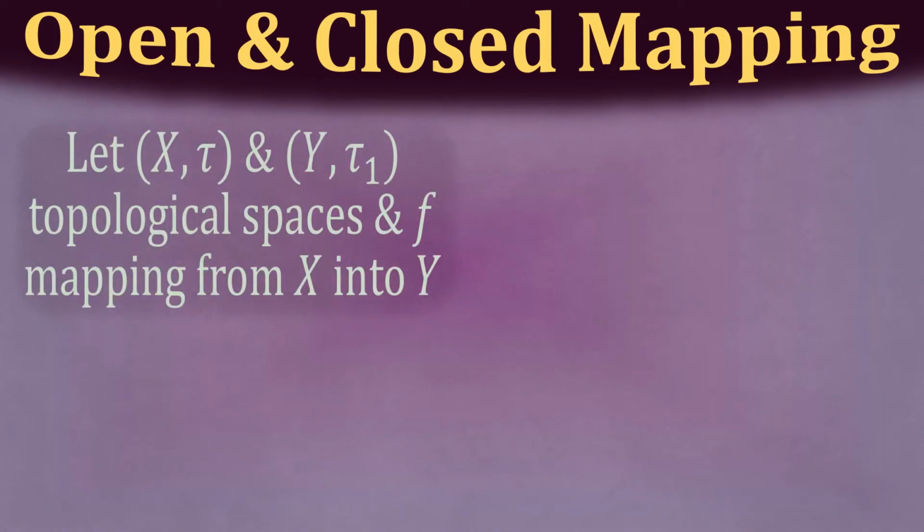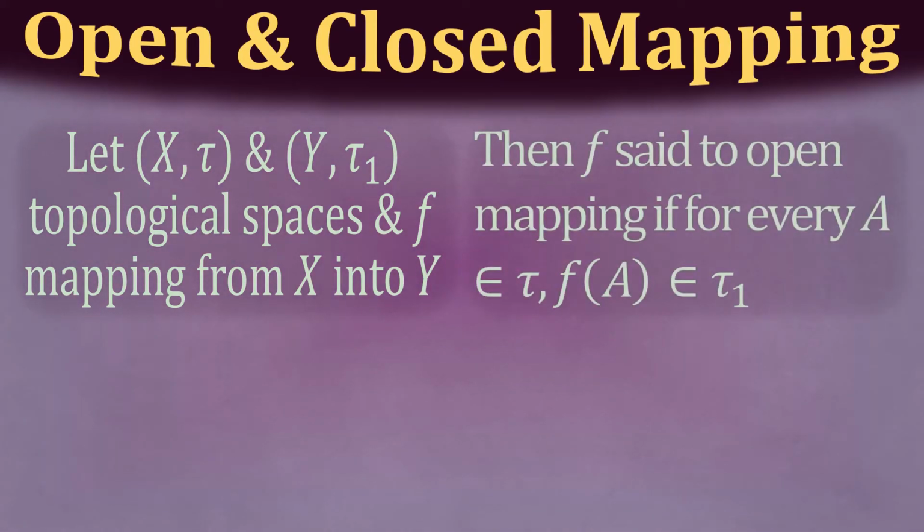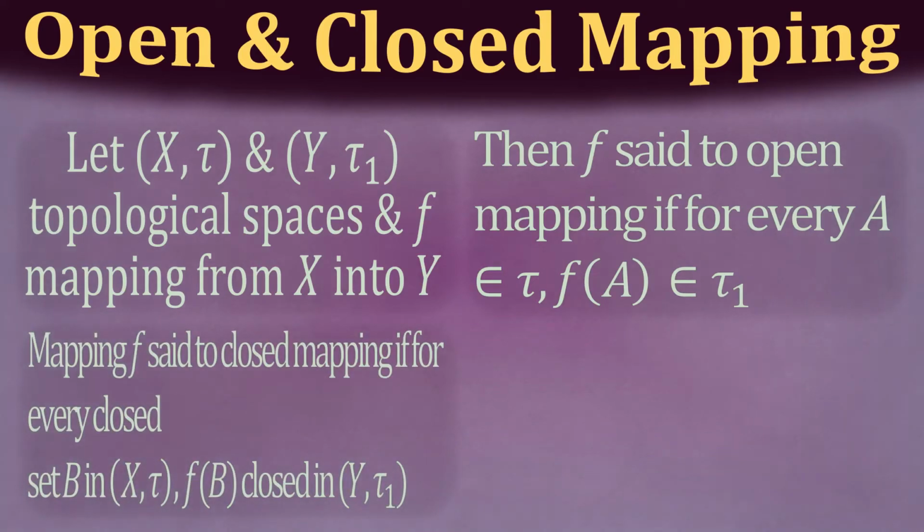Now, let's define open and closed mapping. Let X with T and Y with T1 be topological spaces, and let f be a mapping from X into Y. Then f is said to be an open mapping if for every A in T, f of A is in T1. The mapping f is said to be closed if for every closed set B in X with T, f of B is closed in Y with T1.